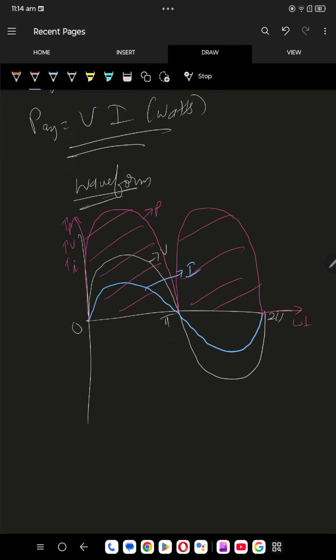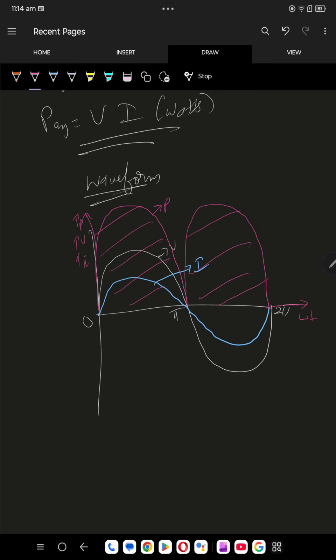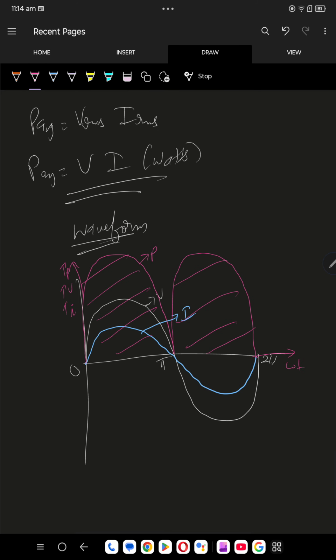So that's it. See, in under 15 minutes you are able to revise it twice, and that also without seeing. I have been honest. I have done it without seeing for the second time.